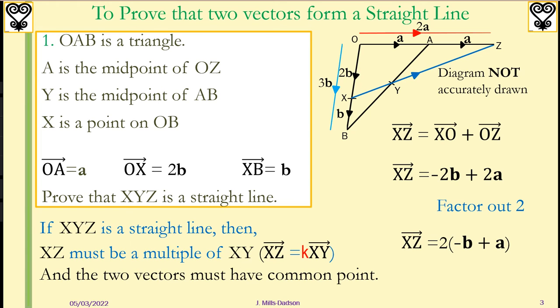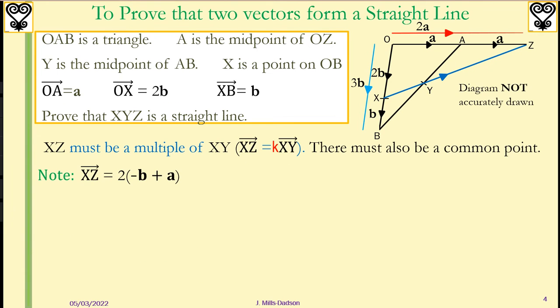Now we need to work out vector XY. So we've got our XZ already. But before we can work out vector XY, we know XY is simply vector XB plus BY. And since Y is the midpoint of BA, BY is half of BA. So we want to work out what our BA is. Our BA is simply vector BO plus OA. And vector BO, we are going against the vector 3B, so it has to be negative. So we have negative 3B, then plus the vector A.